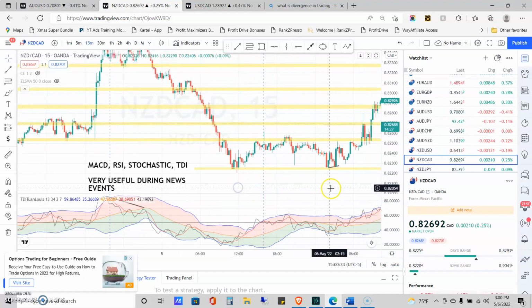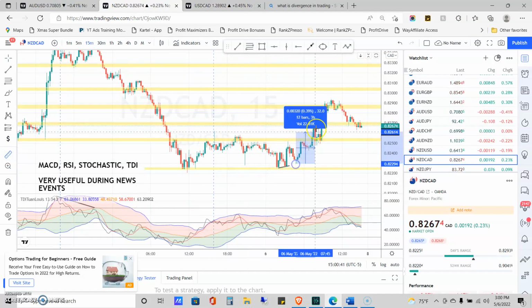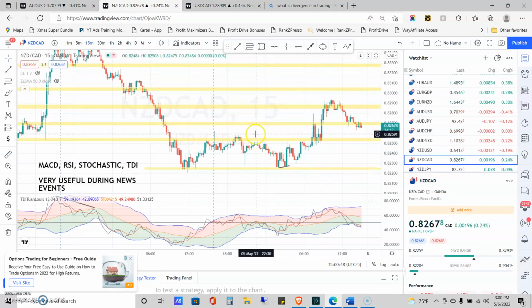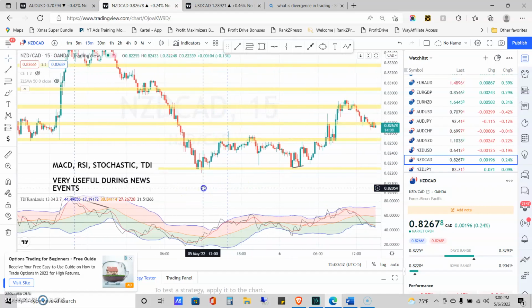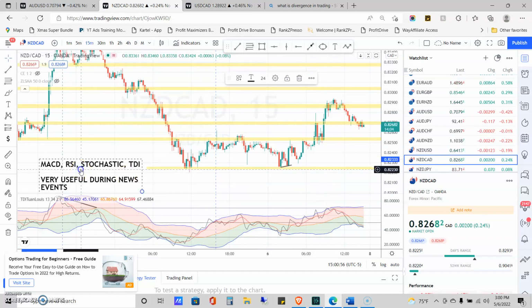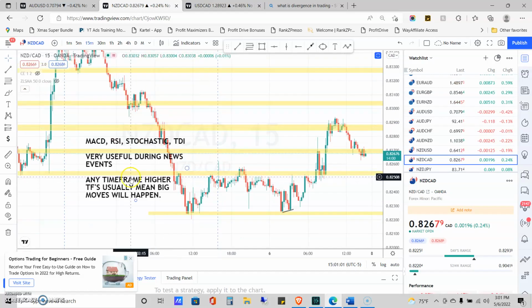Once you see these, you can't unsee them. So here's the retest. You could have gotten in here and boom, there's 54 pips, easily done. So when this occurs at these double tops and double bottoms, you really know you're more than likely going to have a nice move. So try this out.